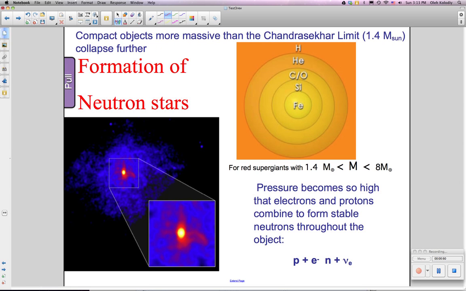When stars die, we find that they burn up all their nuclear fuel, and the heavier elements are at the center, like iron, then followed by lighter elements like silicon, carbon and oxygen, helium, and finally hydrogen at the top. But compact objects more massive than the Chandrasekhar limit, which is 1.4 times the mass of our sun, collapse even further. The pressure becomes so high that electrons and protons combine to form stable neutrons throughout the object.